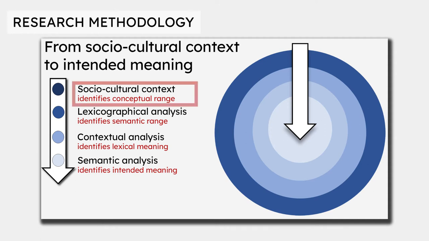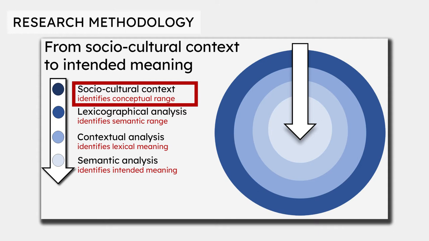To begin the process, we start with the socio-cultural context. This establishes the conceptual range of the text, giving us a general understanding of the concepts to which the text may refer. This allows us to rule out many possible meanings while restricting ourselves to those which are more likely. For example, a first century text isn't going to refer to astronauts and television. These ideas just simply don't exist within the text's conceptual world. They aren't part of the text's socio-cultural context.